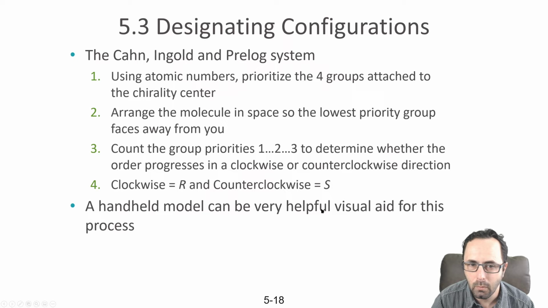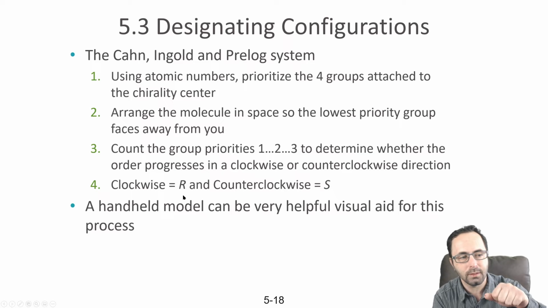So here is the Cahn-Ingold-Prelog system. We're going to use atomic numbers to specify priorities among the four groups attached to a chiral center. Then we arrange the molecule in space so that the lowest priority group is facing away from you. Then we count the priorities of the groups, 1, 2, 3, and look to see if they go clockwise or counterclockwise. If it is clockwise, we'll use R. The way I think of it is clockwise is turning right on the steering wheel, so I think R, right. And then counterclockwise is S.